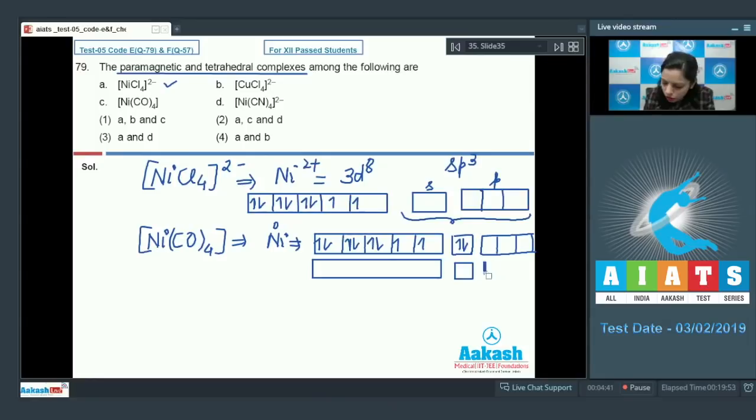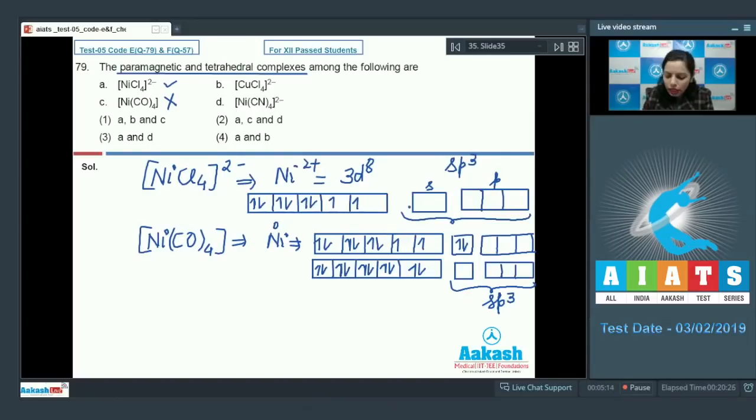the configuration in which the electrons are filled and paired in d orbital in this way. And now for the hybridization, 1s and 3p orbitals are available. It means this is sp3. But is it paramagnetic? No, it's not, because there is no unpaired electron. It means this Ni(CO)4 is not following this nature.